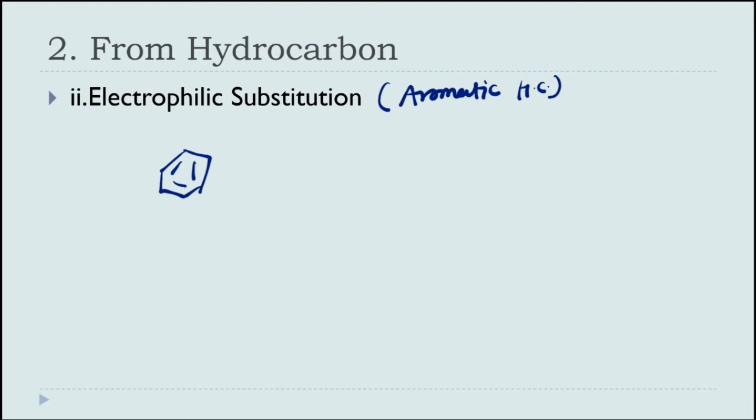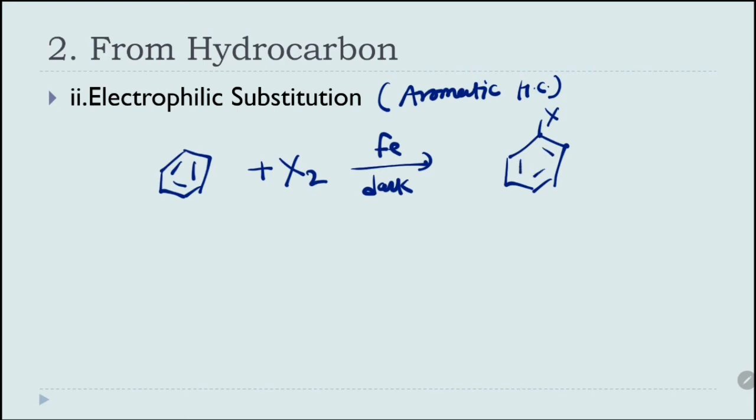Now see, if we react benzene with halogen in presence of iron and in absence of light, then we get haloarenes. Okay, and if the benzene ring is substituted, suppose here we have a methyl group. So the methyl group has ortho and para directing influence.